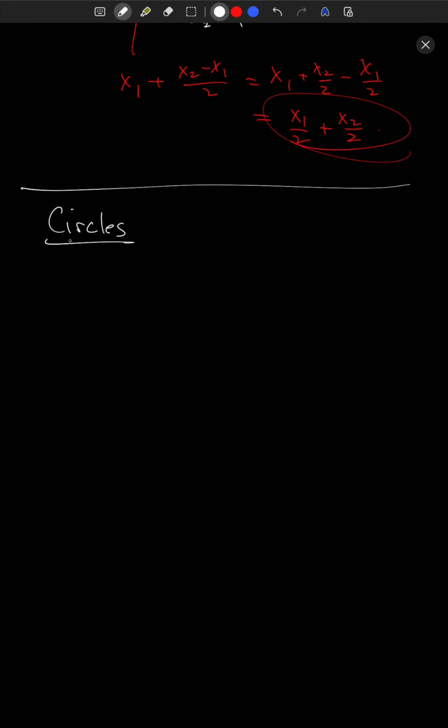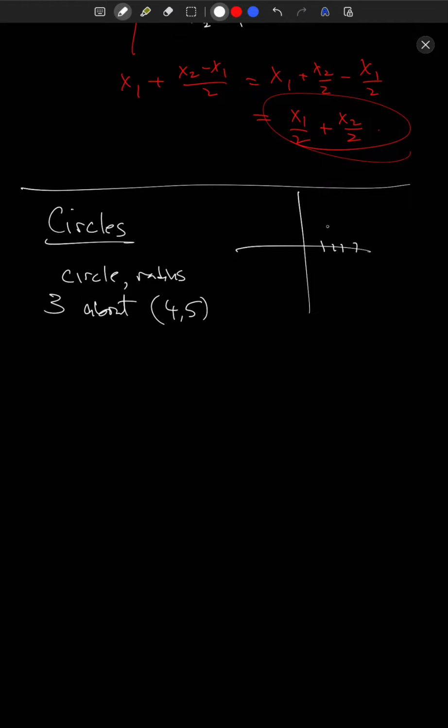So let's talk about a circle. So let me draw a picture first. We got a circle, let's say of radius 3, about 4, 5. All right, so 1, 2, 3, 4, 1, 2, 3, 4, 5. So here's our center. It has radius 3.